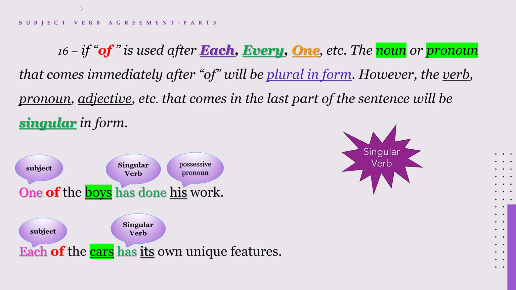Its is a singular possessive pronoun that refers back to each of the cars. Since each is singular, the possessive pronoun is also singular.